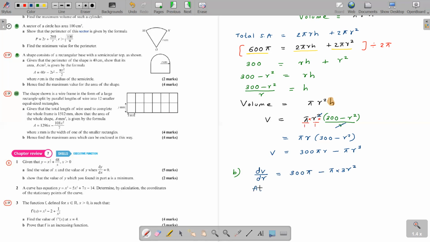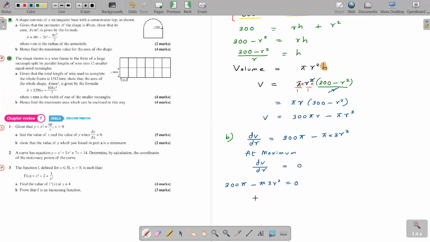They have not asked us to verify that it's a maximum. Sometimes they ask you to verify; in this case, they haven't. So I can just continue. If they ask you to verify it's a maximum, you remember in the previous section we went for the second derivative. Anyway, at maximum, you know your dV by dr is set to 0. So 300 pi minus pi into 3r square is equal to 0. Let me take it to the other side.